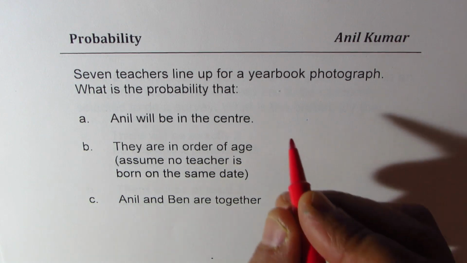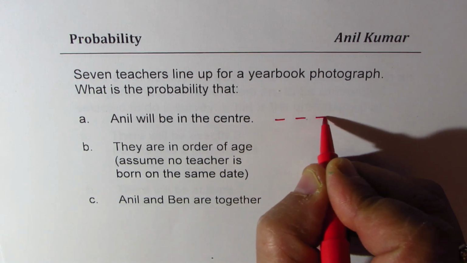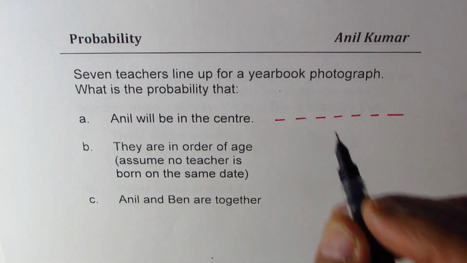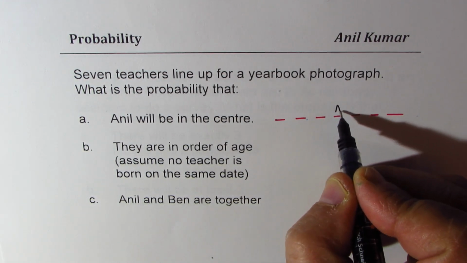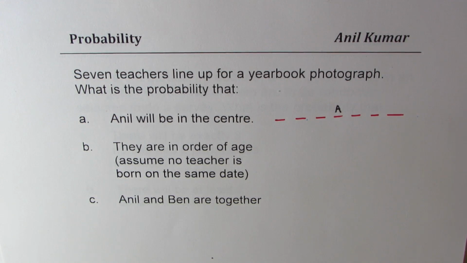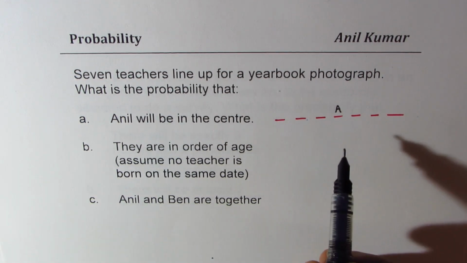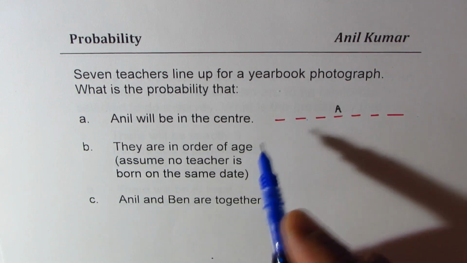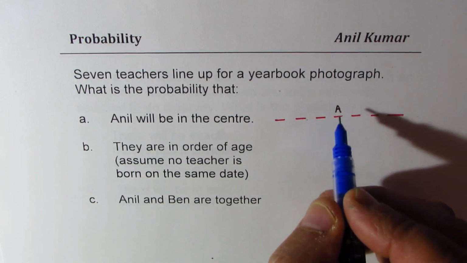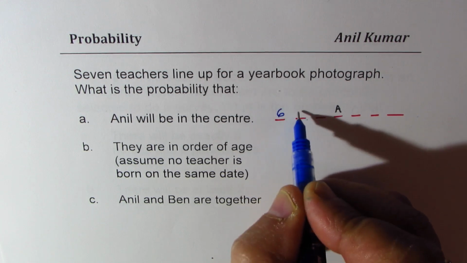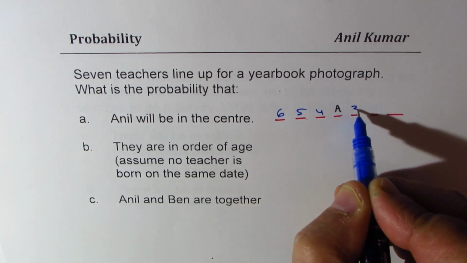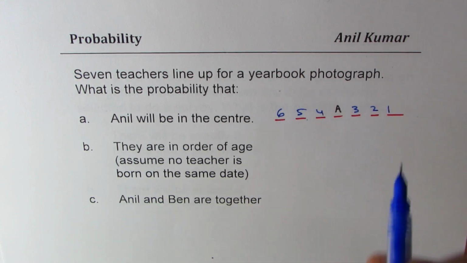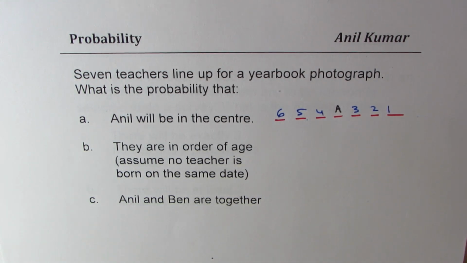Now let's take the first one. There are 7 teachers. 1, 2, 3, 4, 5, 6, 7. And right in the center, that is the fourth position, we have fixed one person. Now out of 7, how many ways are there for selecting each position? 1 has been fixed, 6 are left, and then 5, and then 4, 3, 2, and 1. So basically, you get 6 factorial ways. These are the favorable ways, right?